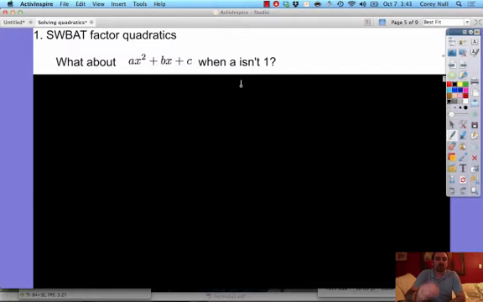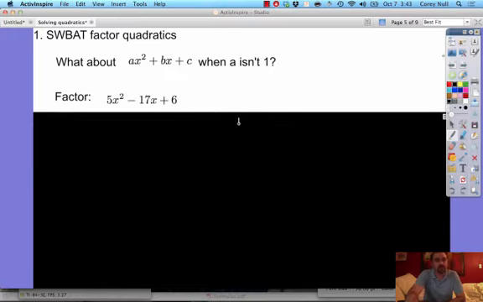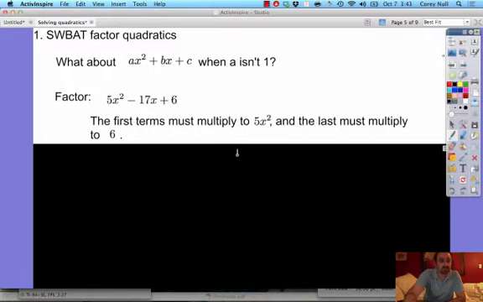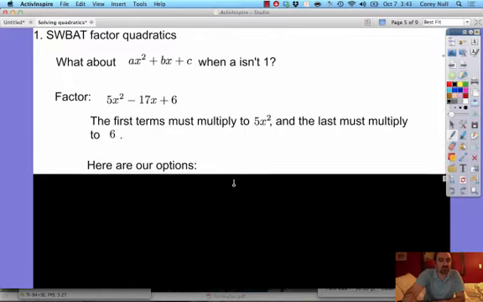Okay, now here's where it gets a little tricky. What about when you have a number in front of x squared that's not the number 1? So here's an example: 5x squared minus 17x plus 6. Here's how we do it. The first terms must multiply to 5x squared, and the last must multiply to 6. So instead of being able to put up my open parentheses with an x and an x, as I did before, it's going to look a little different.